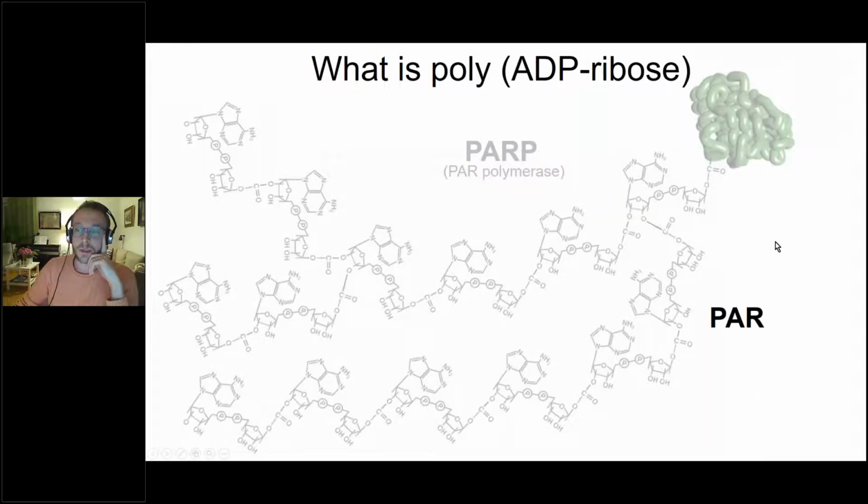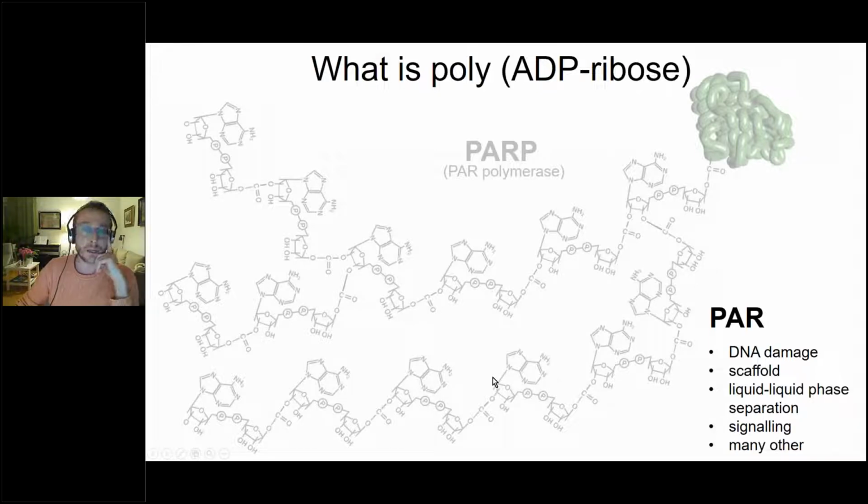PAR has been initially described as a component involved in DNA damage responses, but recent studies show that it's also involved as a scaffold molecule, and that it can contribute to liquid-liquid phase separations. It is implicated in signaling and many other processes, and most of them are studied well in mammals, but in plants the PAR metabolism and functions are not that well understood yet.